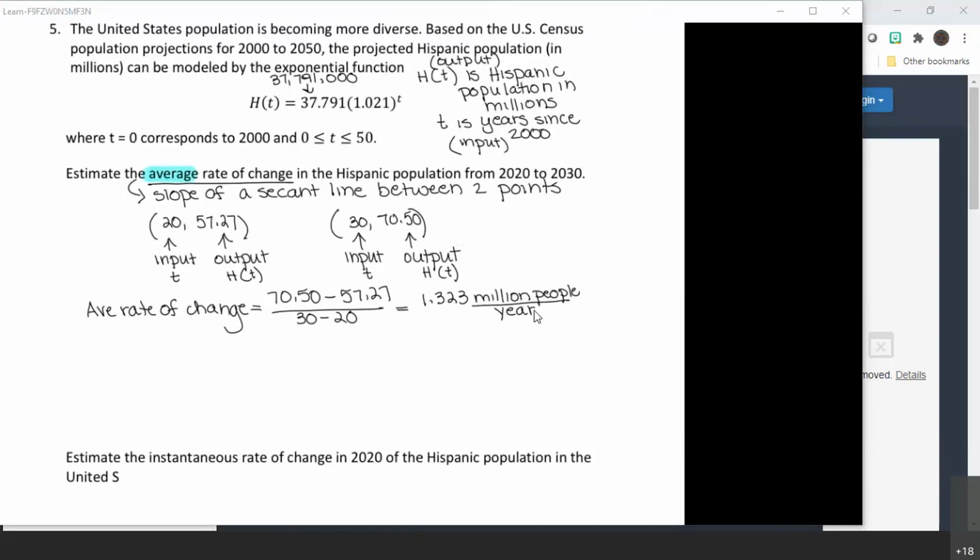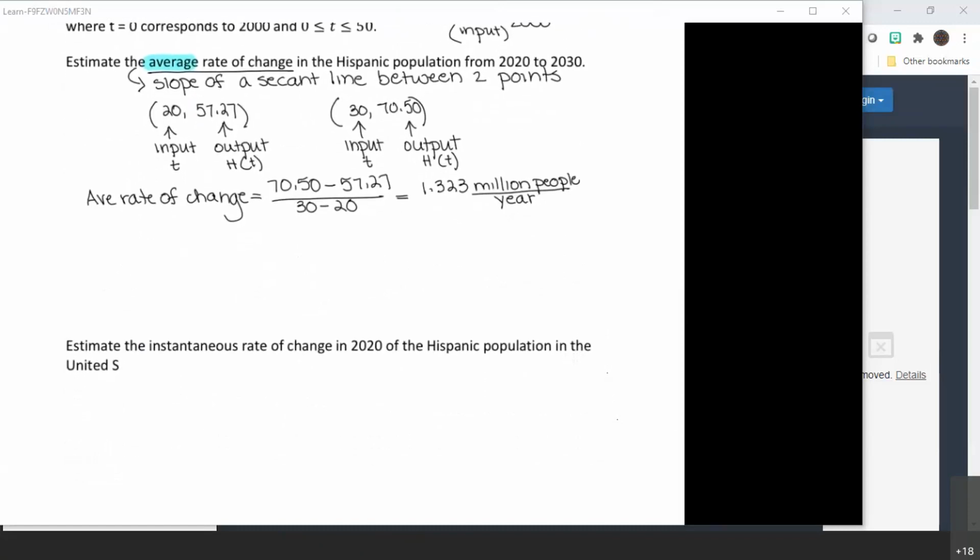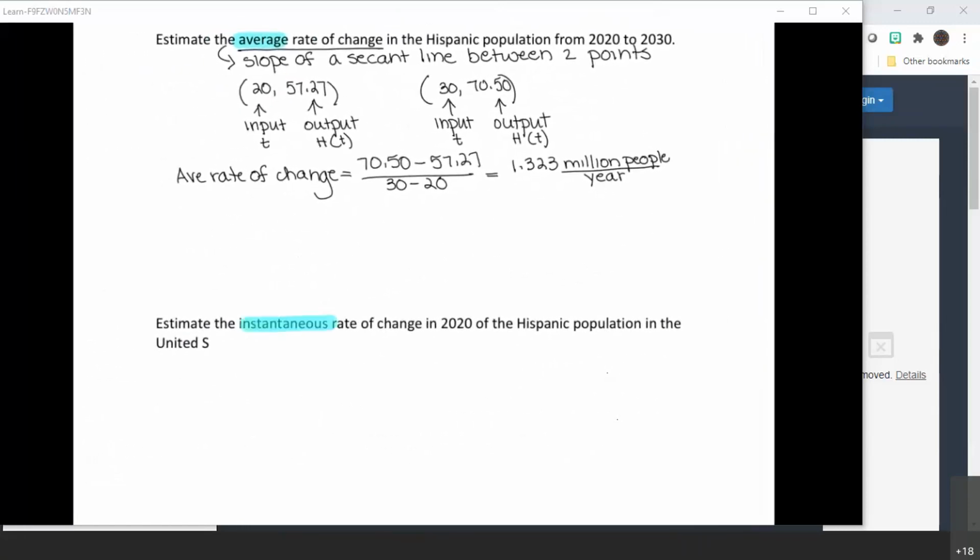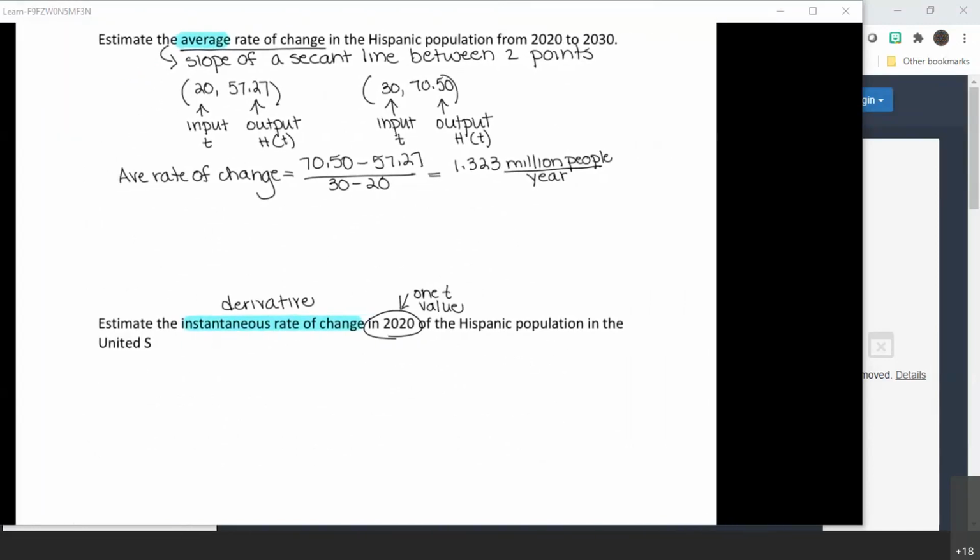So again, this is a rate. It has units in it. Now this is on average over a 10-year period. Suppose instead we want a snapshot at a particular value, instantaneous rate of change. Remember, this is another word for derivative. And another dead giveaway is they give you one t-value, not two.